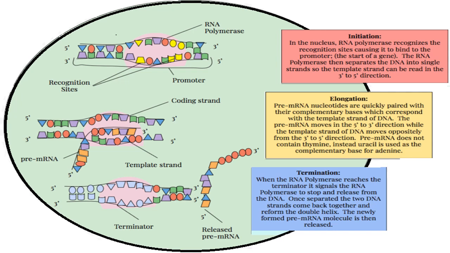Termination. When the RNA polymerase reaches the terminator, it signals the RNA polymerase to stop and release from the DNA. Once separated, the two DNA strands come back together and reform the double helix. The newly formed pre-mRNA molecule is then released.